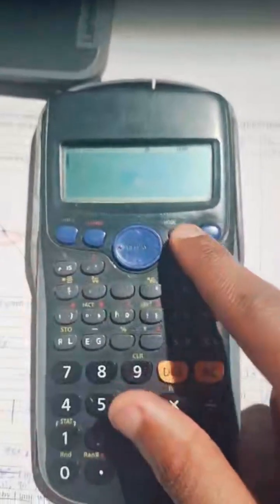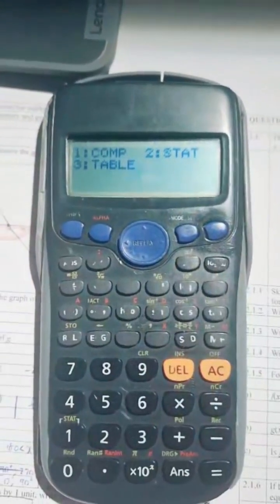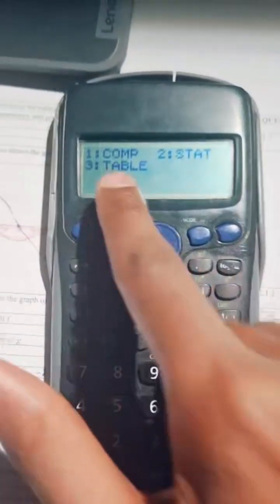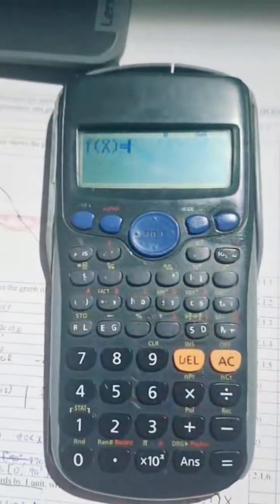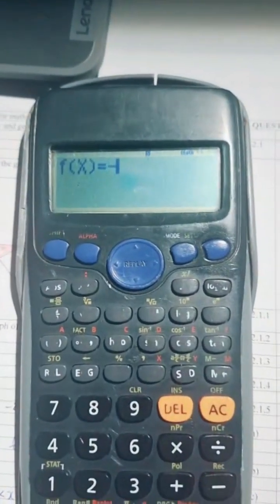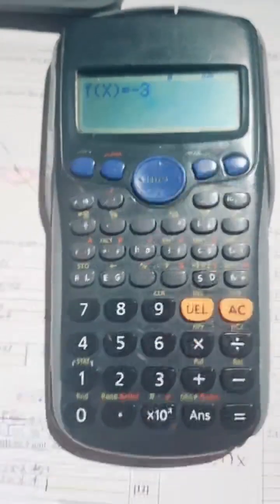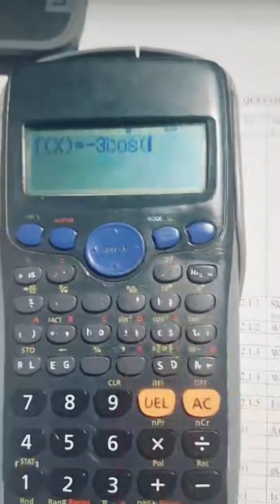So we can go here and say mode, and then we select table, which is 3. And there we have it, f of x. Now we need negative 3 cos x. So all we do is we say minus, and then we press 3, and then we follow that with cos.